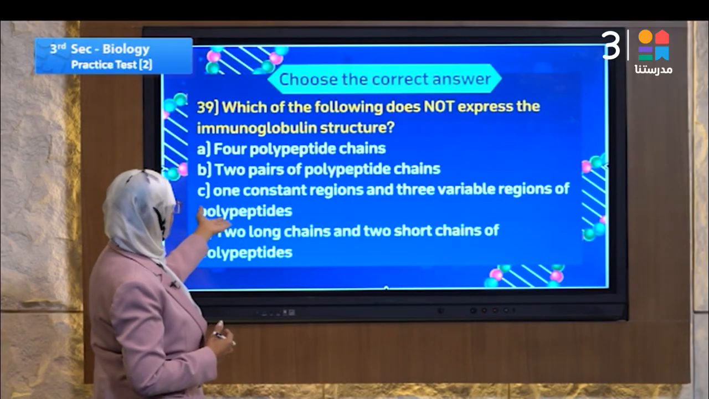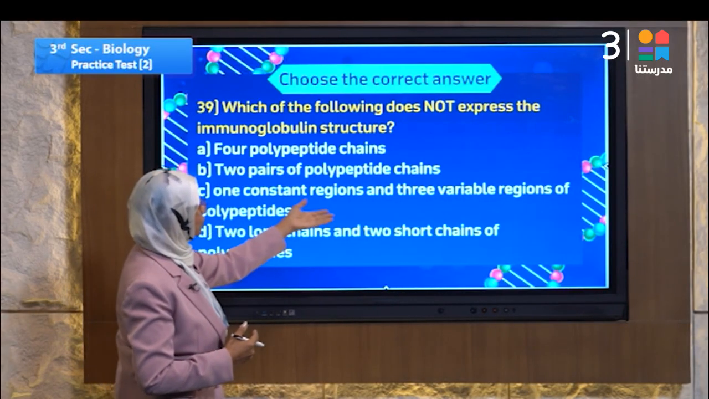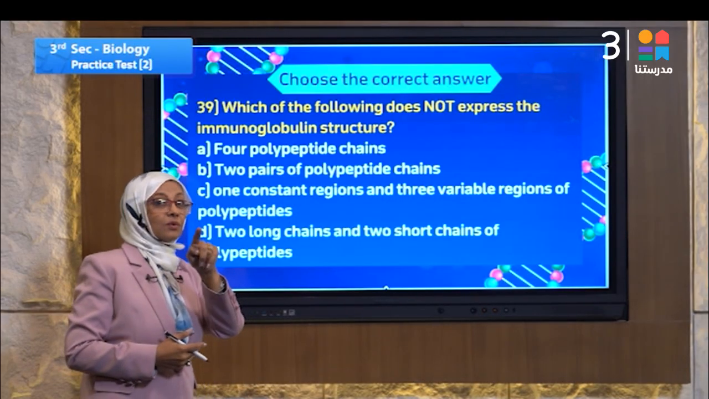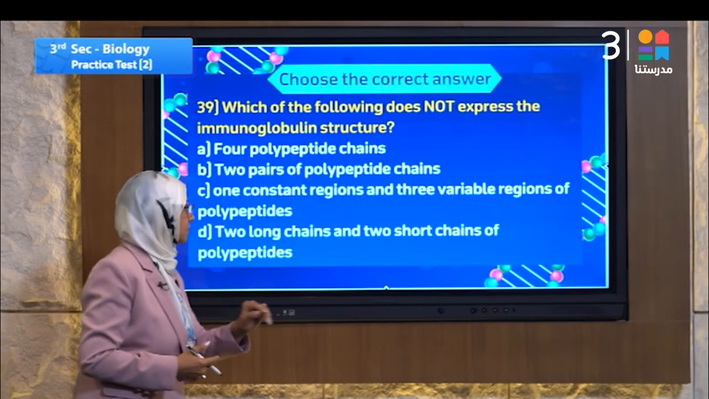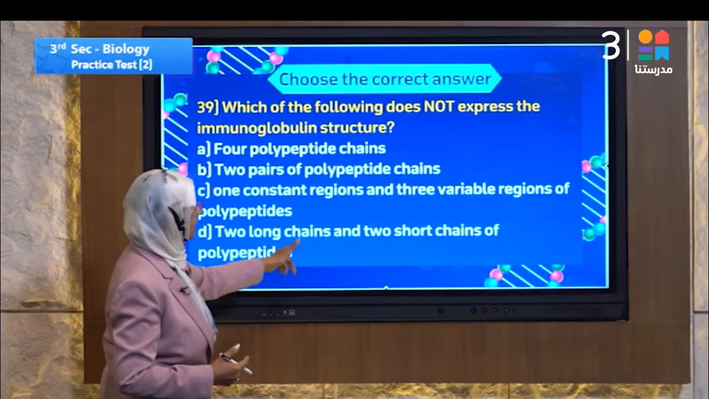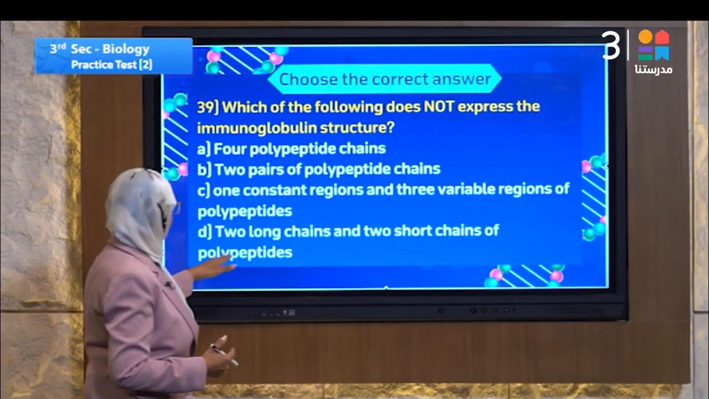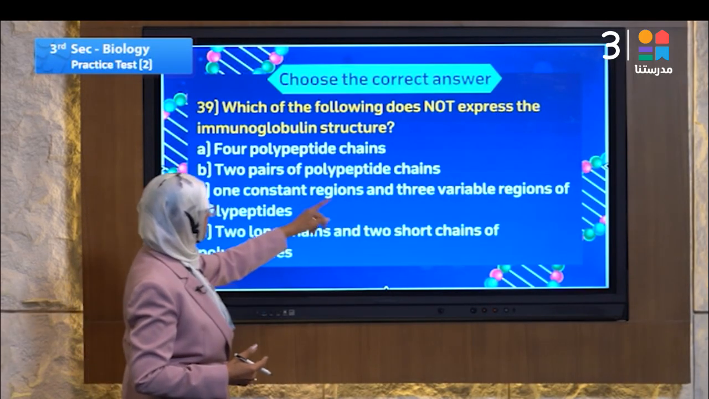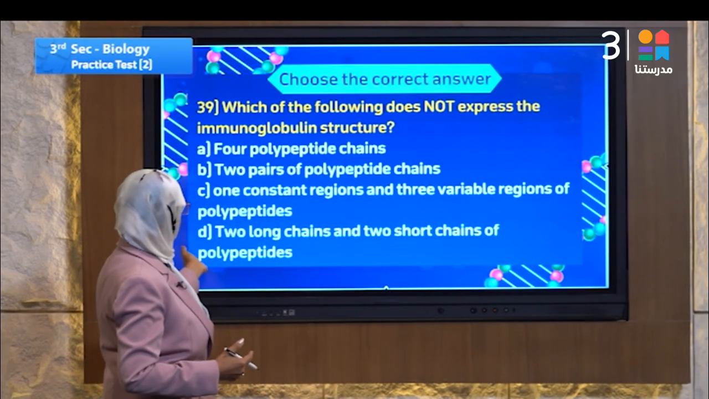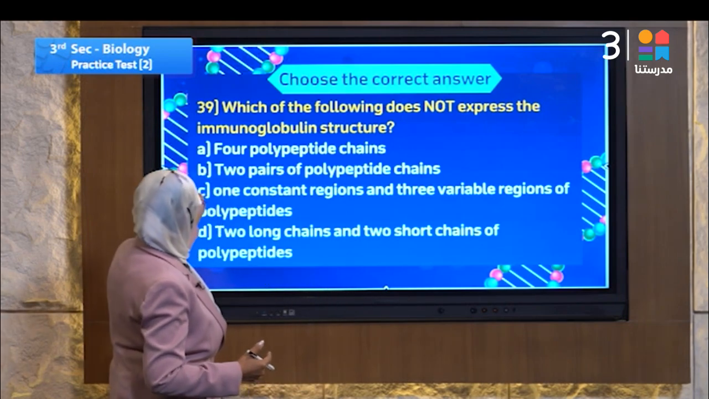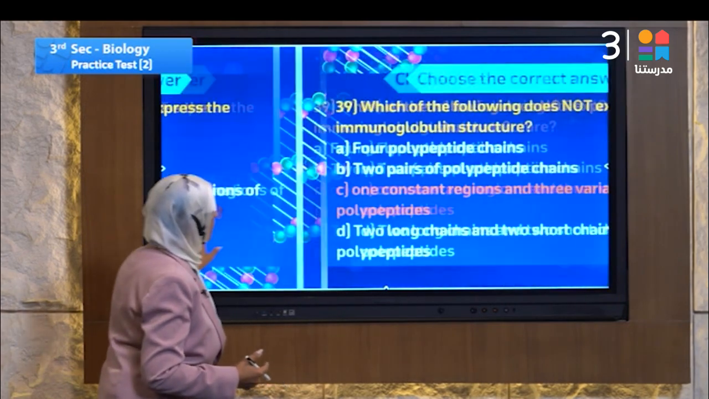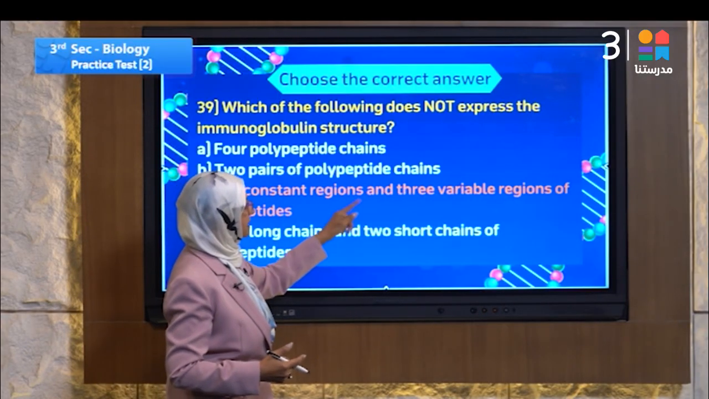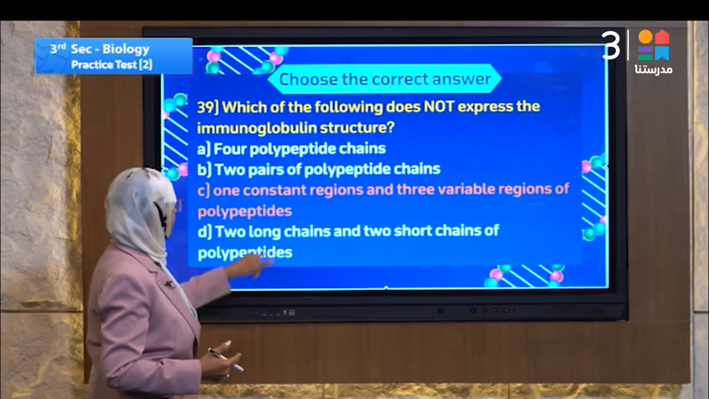Okay, 1 constant region and 3 variable regions of polypeptide. There are 4 chains, but we must find the one that does not express it. That's 1. 2 long chains and 2 short chains of polypeptide, that is 2 pairs of polypeptides. The answer must be 1 constant region and 3 variable regions of polypeptide.